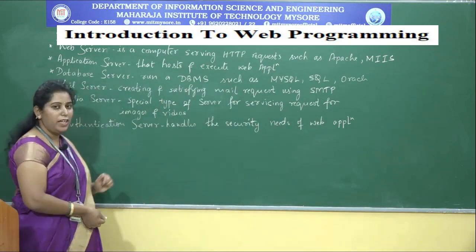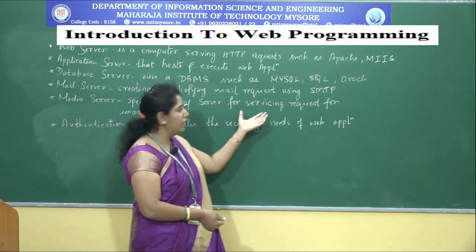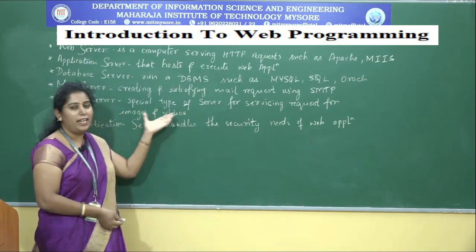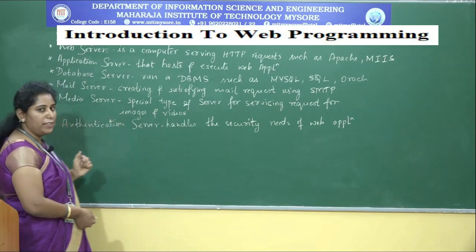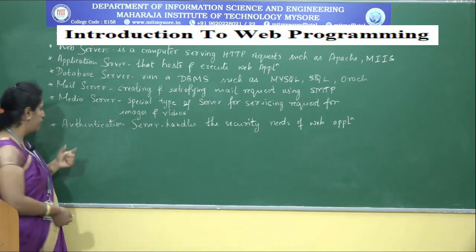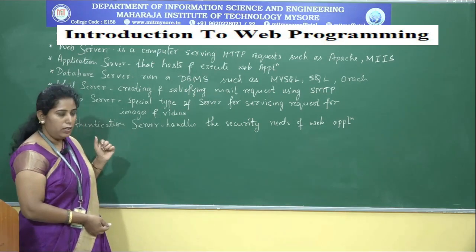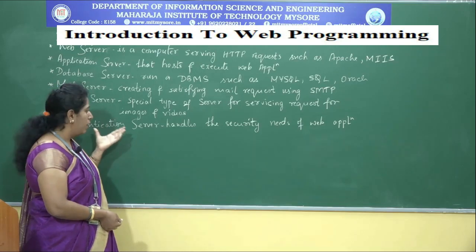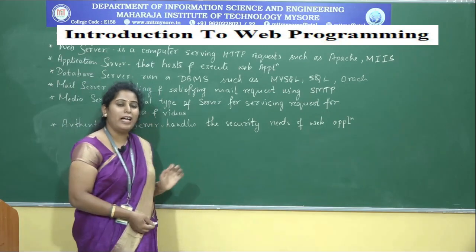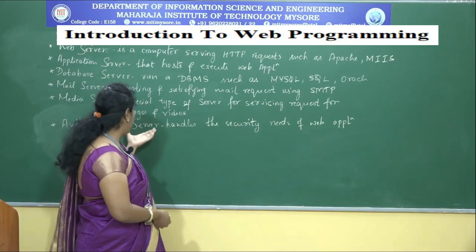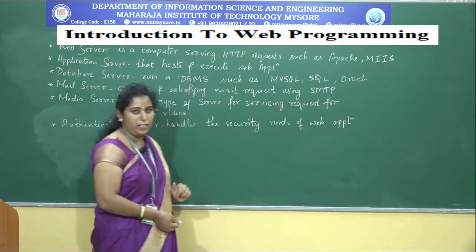Next is the media server. This is a special type of server for servicing requests for images and videos. It is completely devoted to images and videos, hence named the media server. Next is the authentication server. It is needed because we always have to work with an application where the user should be authenticated. The authentication server handles the security needs of a web application.